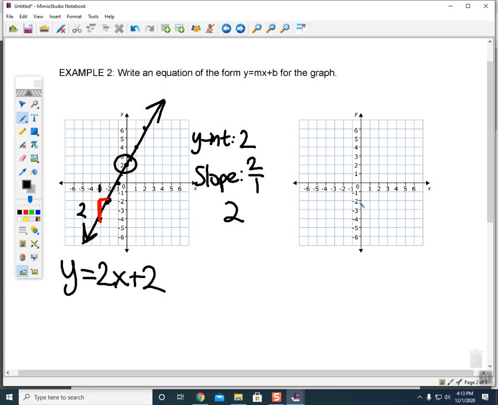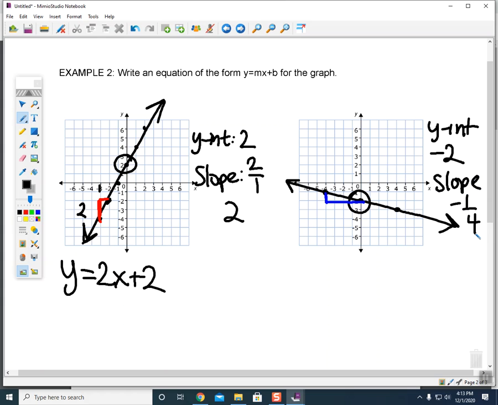Let's try another one. Let's do this. 2, 3, 4. Okay. This time, my y-intercept happens down here at -2. And then my slope, I'm going down 1 over 4. So down 1 over 4 means that my slope is -1/4. If I were to write this, I would have y equals -1/4 x minus 2.